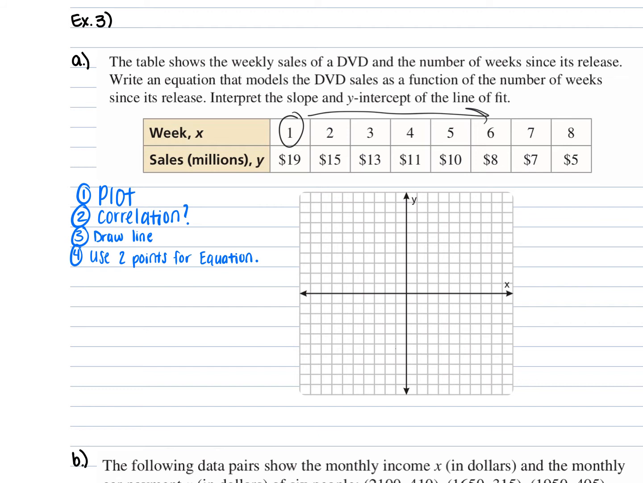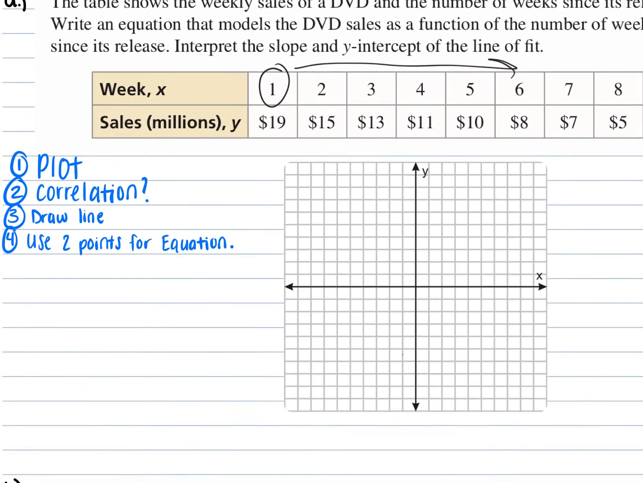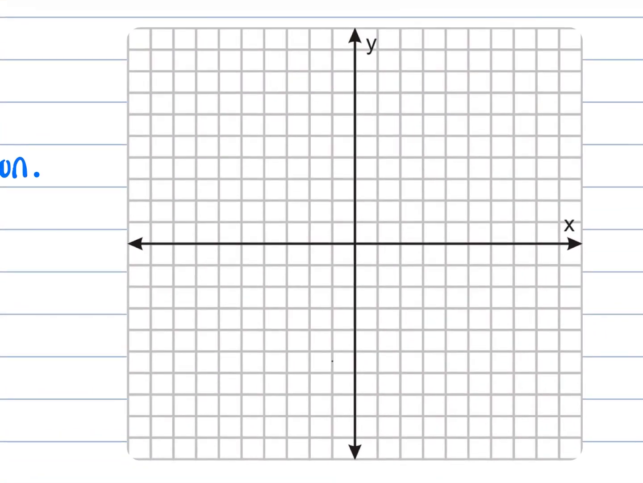So let's go ahead and plot first. What's going to be my x-axis? The weeks, okay? You guys agree? What should I count by on the x-axis? By ones, right? So first week, second week, third week, fourth week, fifth. How many does it go up to? 8. It goes all the way up to 8. So let's count up to 8. You guys with me? Yes.